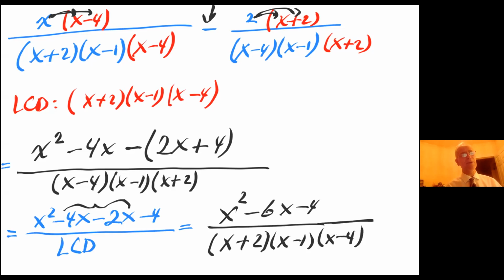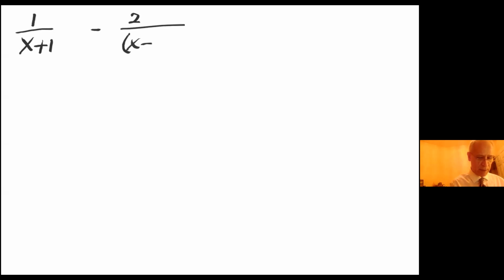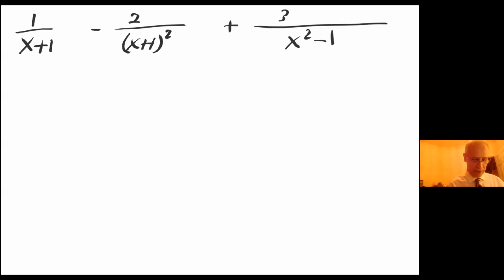The order of the least common denominator really doesn't matter, because multiplication is commutative. So this times this times this is the same as this times this times this. Let's try another example, maybe a harder one this time. I shouldn't say harder, longer would be the better word. Suppose I have 1 over x plus 1, minus 2 over x plus 1 quantity squared, plus 3 over x squared minus 1. So I want to know what my LCD is.